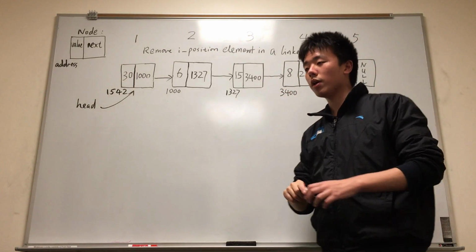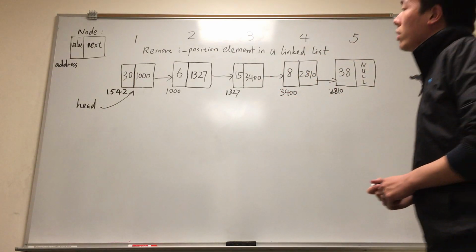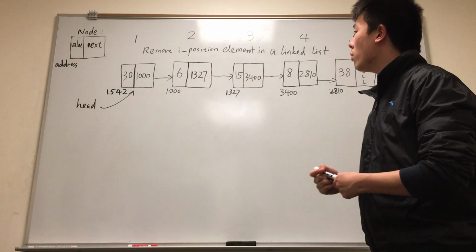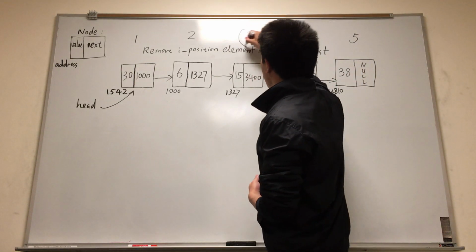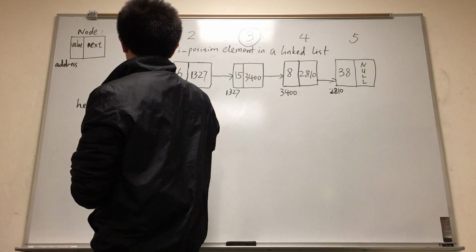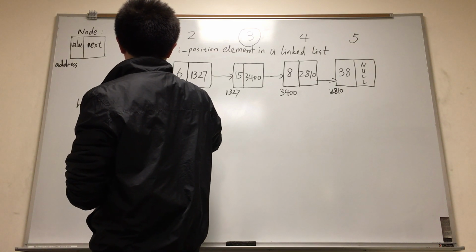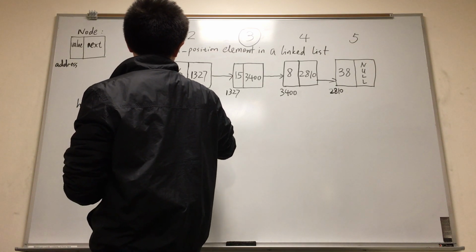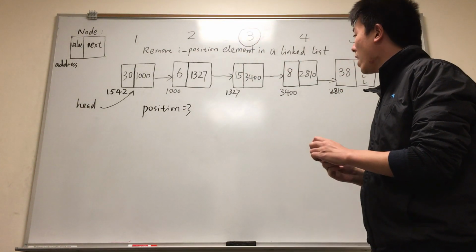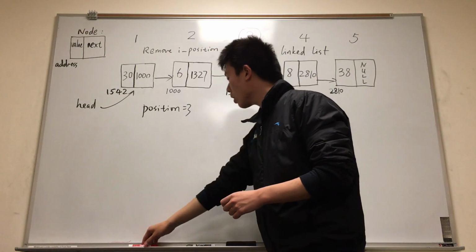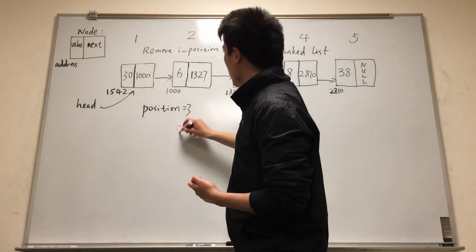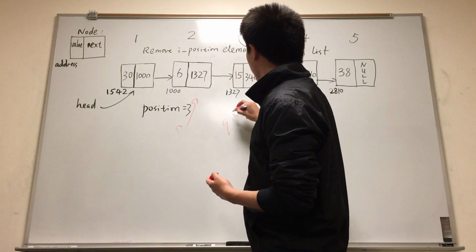3400, 3400. Okay. Now we want to remove the ith position element from this list. For example, I want to remove, let's say, the third element from this list. So here position equals 3. So how do we remove the third element from this list? We need to maintain two pointers. One is called P and one is called Q.